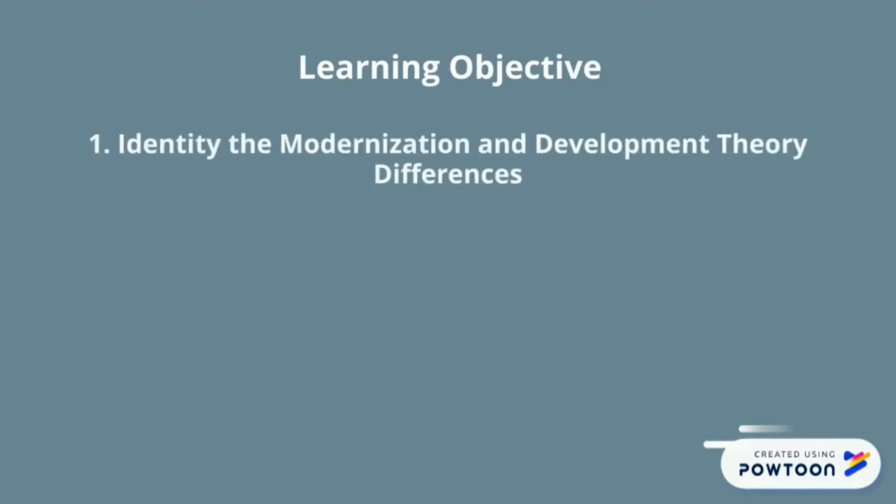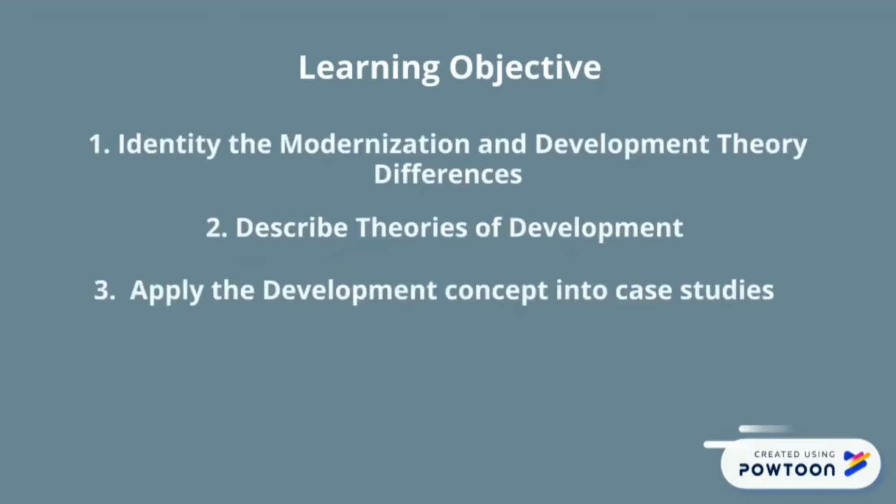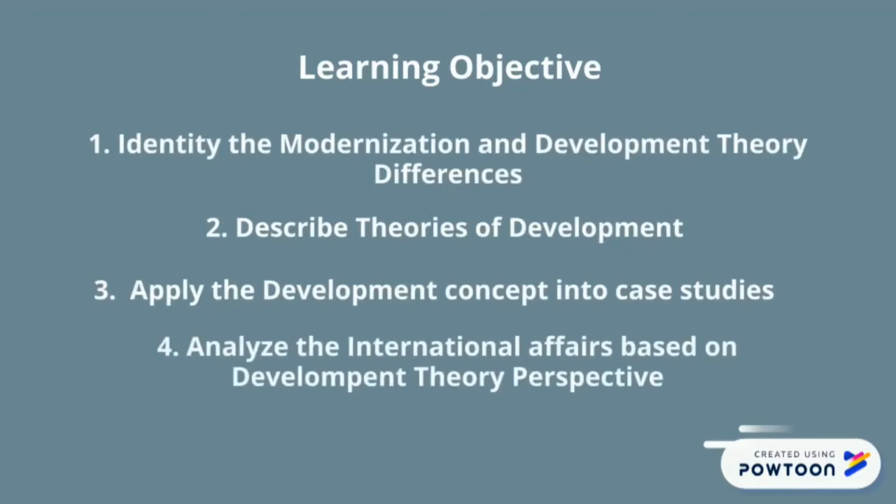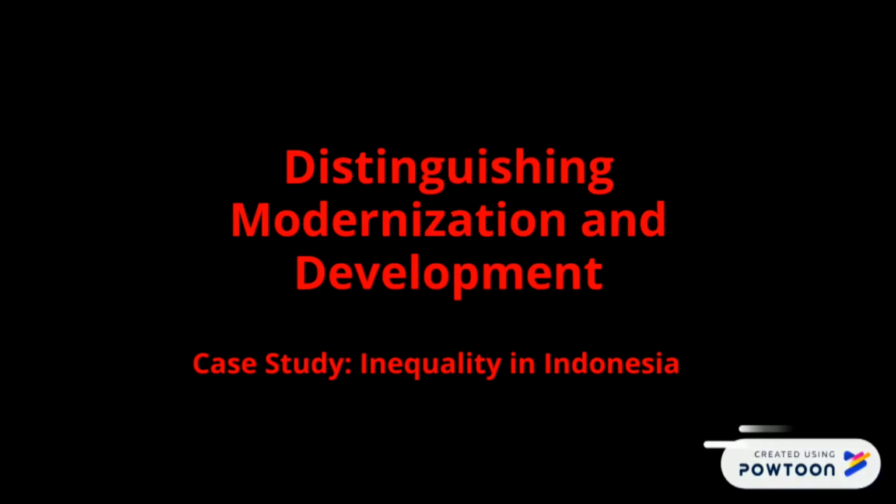The first learning outcome is to identify the modernization and development theory difference. The second learning outcome is to describe theories of development. The third learning outcome is to apply the development concept into a case study. And the last learning outcome is to analyze the international affairs based on development theory perspective. Distinguishing modernization and development: a case study of inequality in Indonesia.